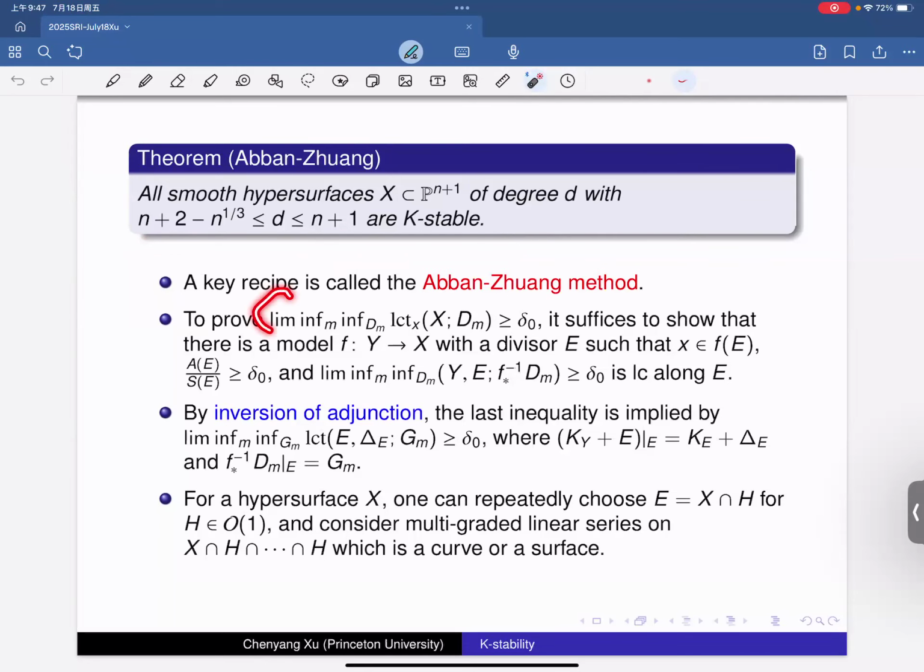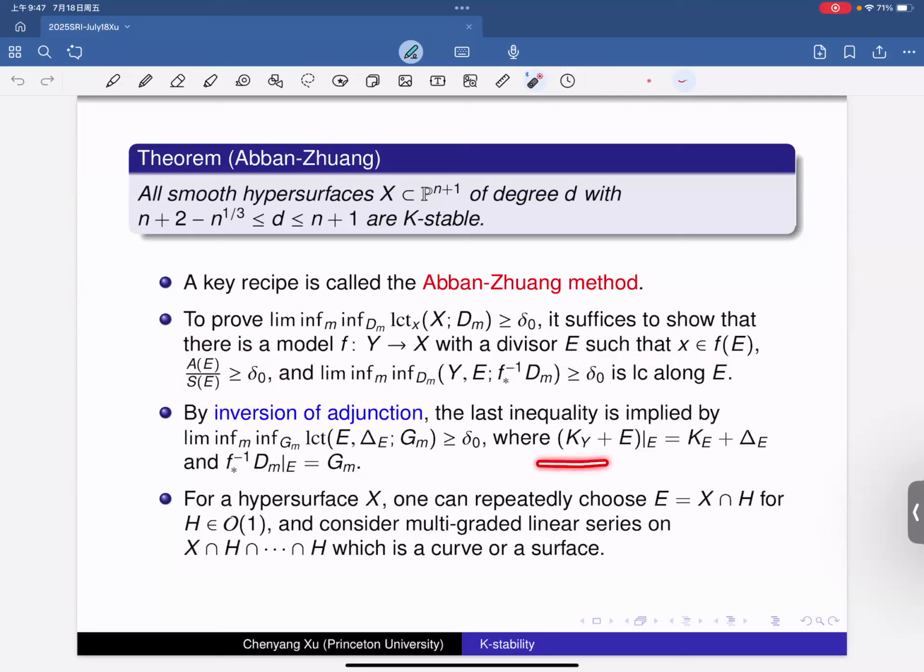So if I want to show the delta has minimum delta 0, I just need to show this kind of thing. But if I can find the divisor E, such that first I need to check that if I want to show delta is larger than delta 0, of course I have to check for this E, A over S to be larger than delta 0. And then I can extract this E and put a coefficient 1 in front of that and do the inversion of adjunction, do the reduction step.